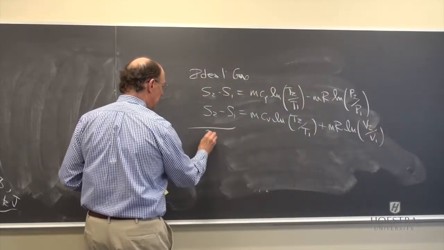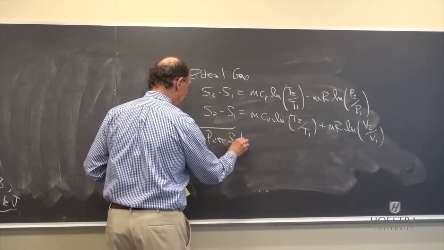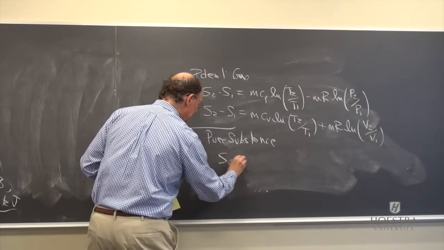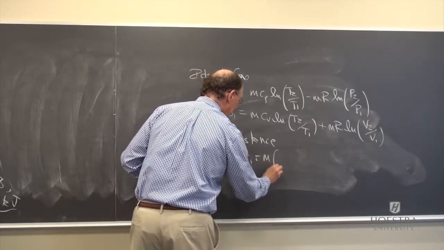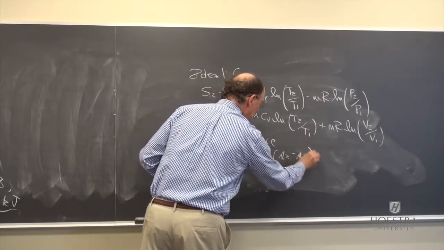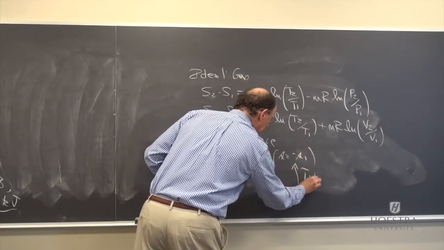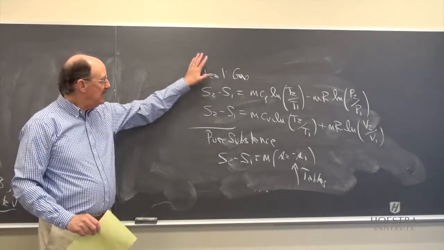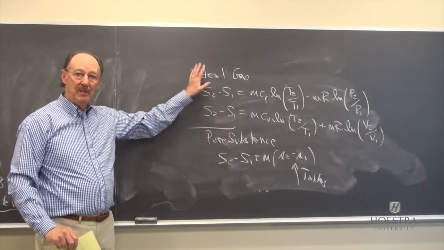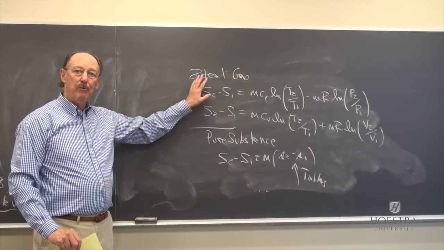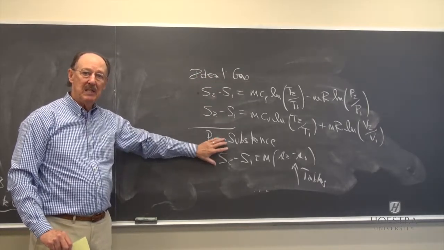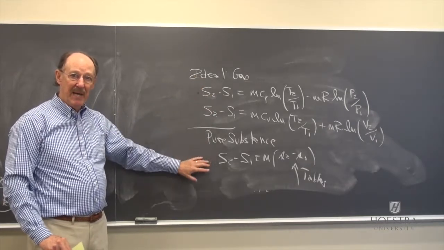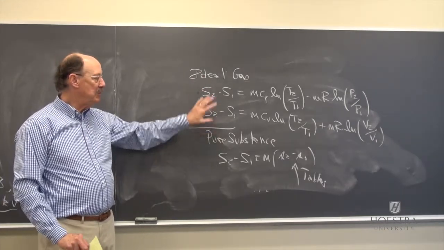For a pure substance, we have that S2 minus S1 was equal to m times (s2 minus s1). And we get these from the tables. So we have the ability to calculate the change of entropy for an ideal gas and a pure substance. Entropy is a property, so it doesn't depend on system path. So we have a way to do that.